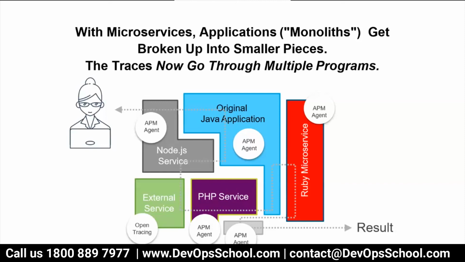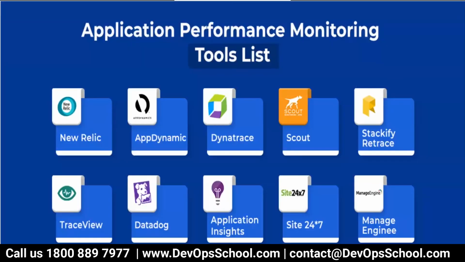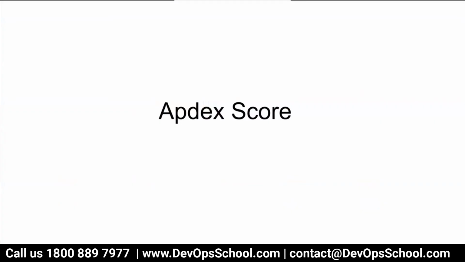Yeah, Rajesh. So this is the transaction traces. This is the monolithic applications, by the way. So now the question is, which are the tools we have available for APM? I just said already, this is an extensive list, and many other tools are there like Scout, Scalyfy, TraceView, and many others like Site24x7 and stuff like that.